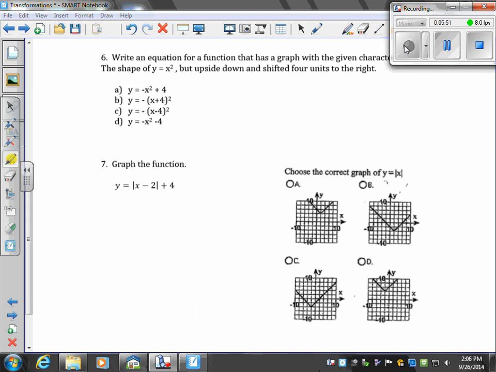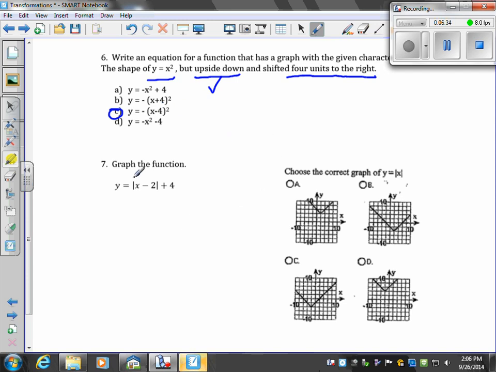All right. Number 6 says write the equation of a function that has a graph with the given characteristics. It has the shape of a parabola, which in your mind you should be thinking of a parabola, but it's upside down, 4 units to the right. So first of all, upside down means it's going to have a negative in front. Well, all of these have a negative in front. They're all reflected, so that doesn't tell us anything. Check. That's taken care of. 4 units to the right. Remember, that's where we think opposite. So it's going to be C, 4 units to the right. So it's reflected, and then it's 4 units to the right.